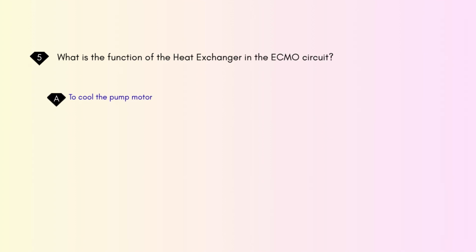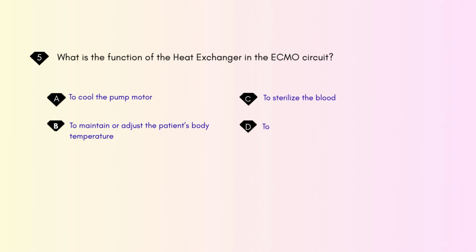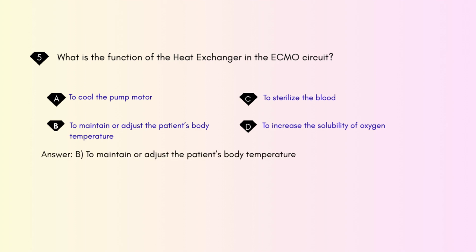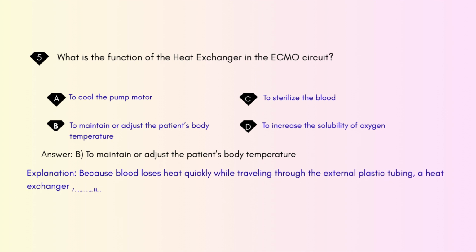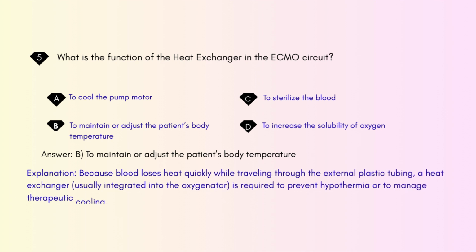What is the function of the heat exchanger in the ECMO circuit? A. To cool the pump motor. B. To maintain or adjust the patient's body temperature. C. To sterilize the blood. D. To increase the solubility of oxygen. Answer: B. To maintain or adjust the patient's body temperature. Explanation: because blood loses heat quickly while traveling through the external plastic tubing, a heat exchanger, usually integrated into the oxygenator, is required to prevent hypothermia or to manage therapeutic cooling.